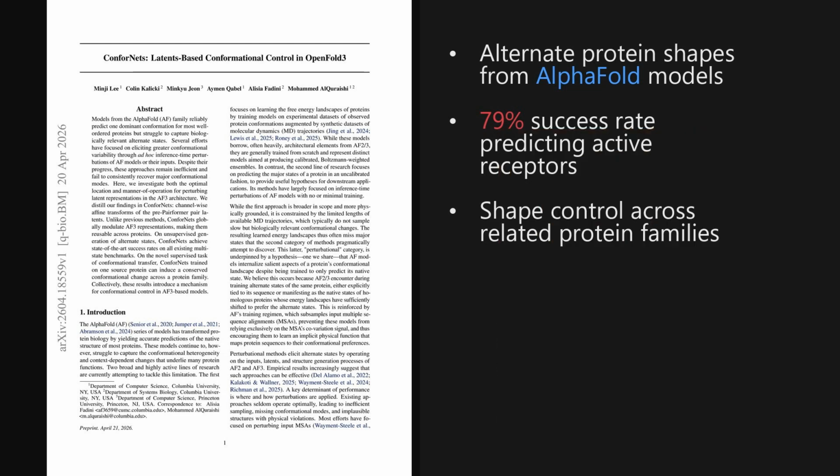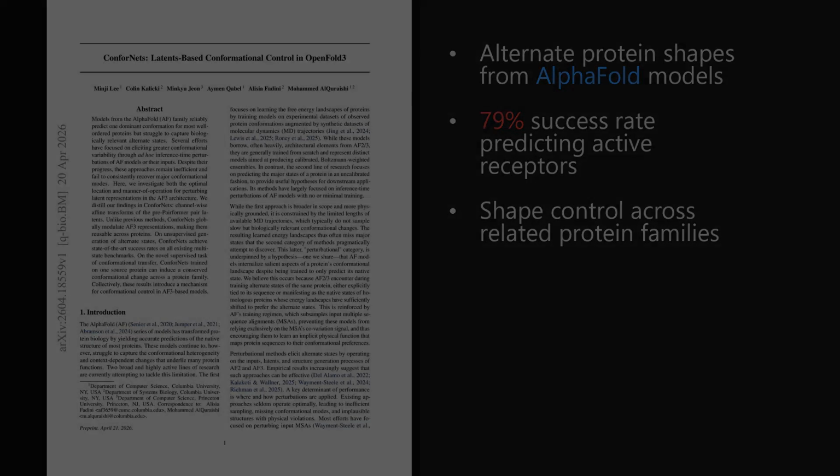I'm Alex. Today we're looking at a paper trending on X published on April 20th, 2026, about 2 days ago. It introduces a method for conformational control, which means steering the specific three-dimensional shapes a protein can take. By adjusting the model's latents, or its internal mathematical representations, the researchers improved the success rate of finding active states in cell receptors from 24% to 79%. The paper is titled ConforNets, Latent-Based Conformational Control in OpenFold 3. And as we'll see later, this approach has some really significant implications for drug discovery.